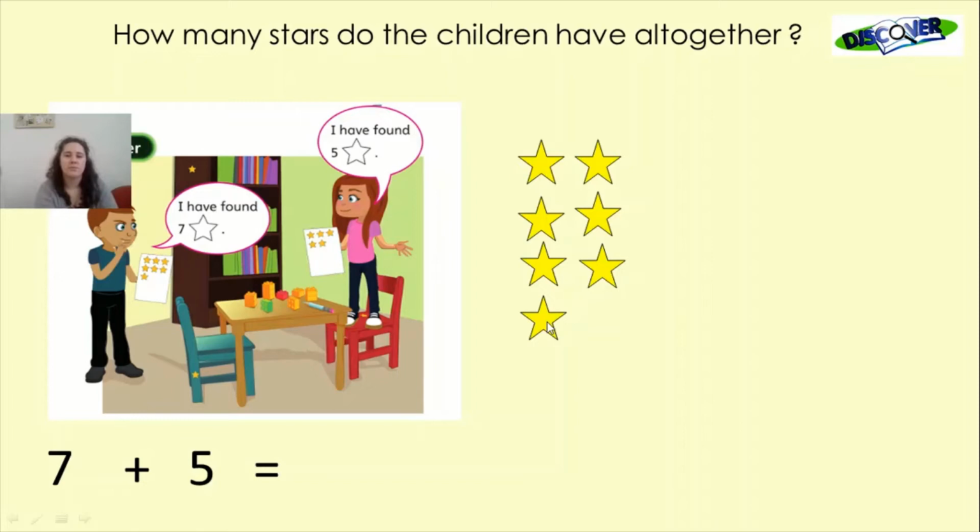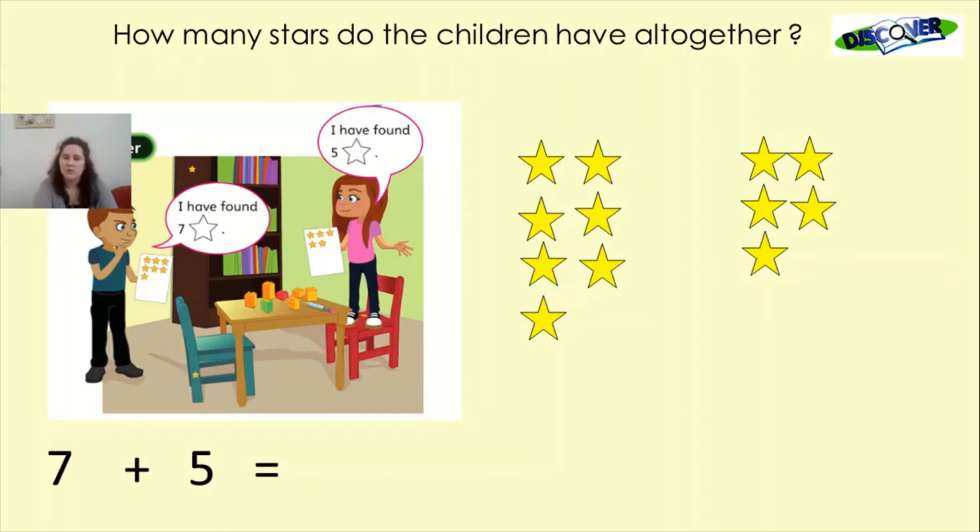Now I'm going to represent how many stars the girl has, which I know is 5. So let's get those 5 stars. And we'll give them a quick check. 1, 2, 3, 4, 5. Now, one way we could find the answer would be to count all of the stars. That would take us such a long time. So I'm going to show you a quicker way.